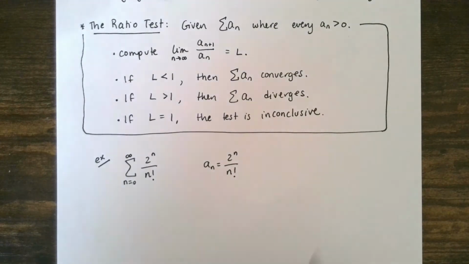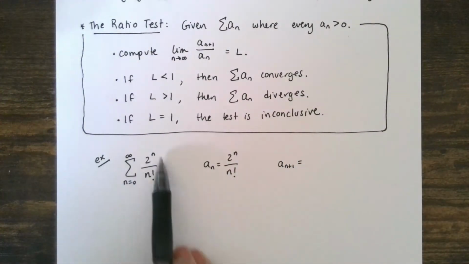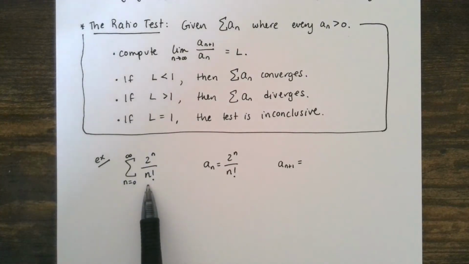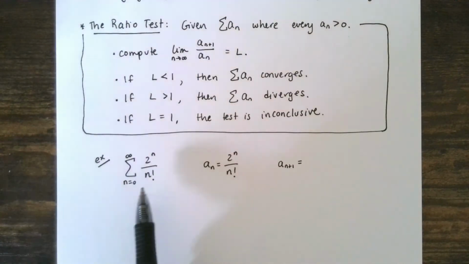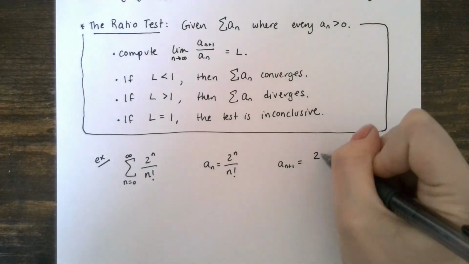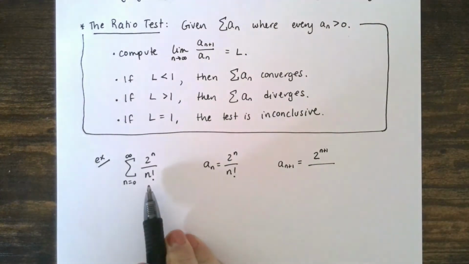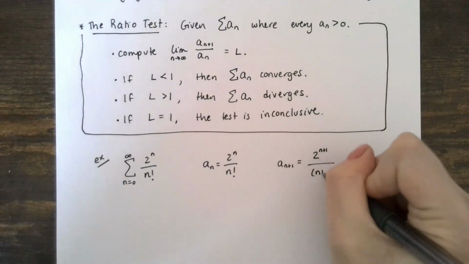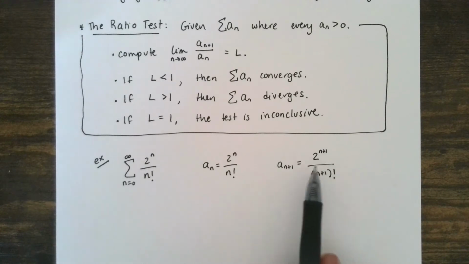No funny business there. And then a sub n plus 1, this is going to be this formula, but everywhere I see n, I'm going to write n plus 1, and that requires parentheses sometimes, depending on what this formula looks like. So instead of 2 to the n, I'll have 2 to the n plus 1, and on the bottom, instead of n factorial, it'll be n plus 1 factorial. So it's the factorial of the next n value. For something like this in the denominator, I absolutely needed that set of parentheses to make it clear that the number n plus 1 is what's in that factorial.